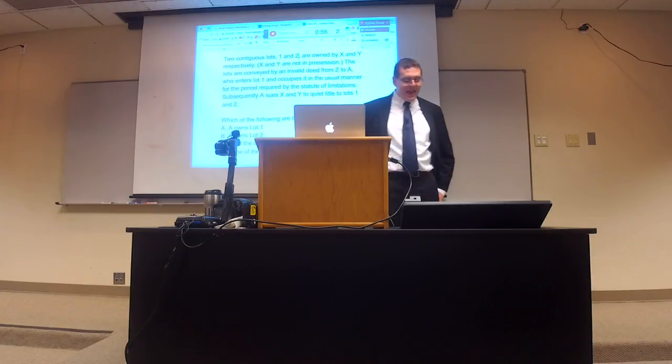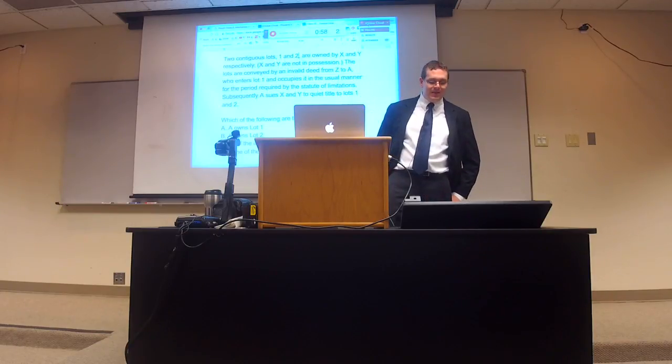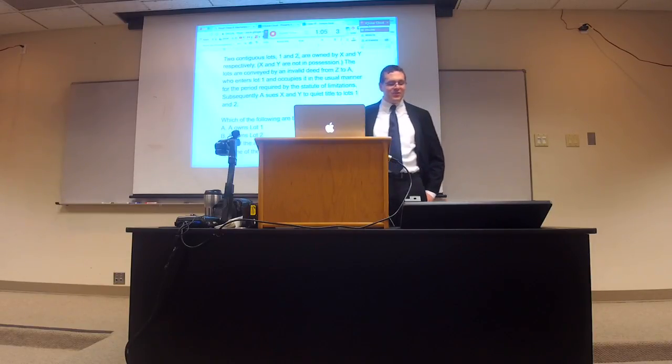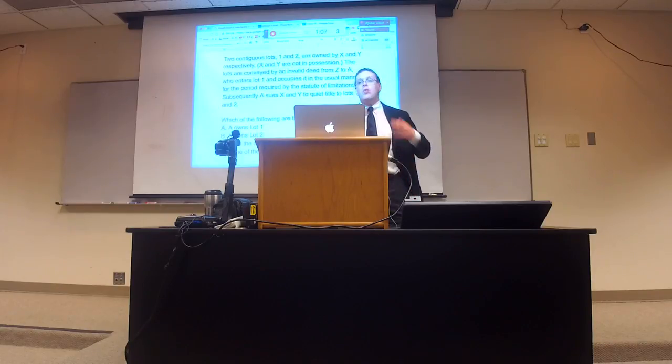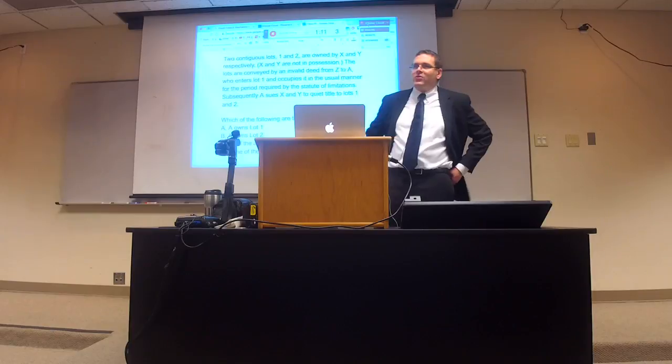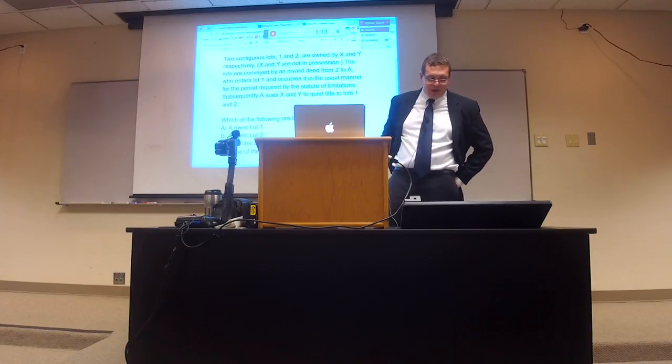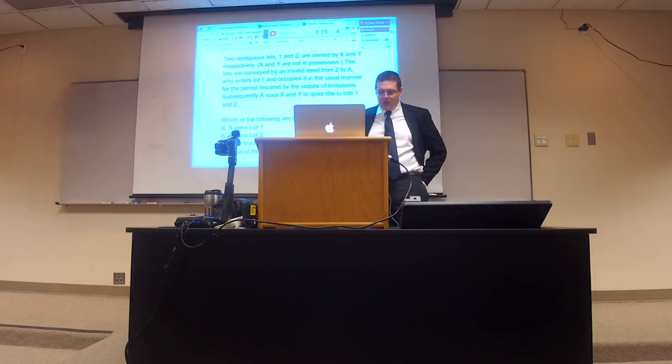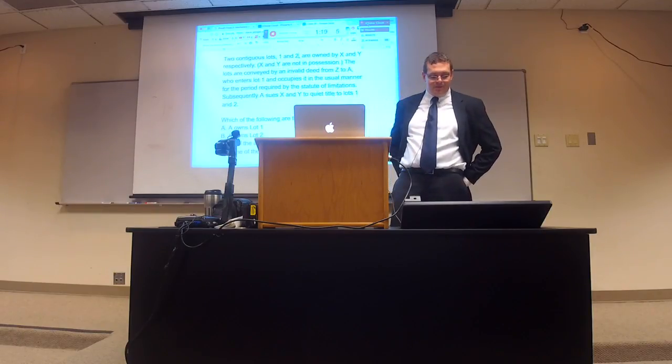And it says A enters lot 1 and occupies it in the usual manner for the period required by the statute of limitations. Then A sues X and Y to quiet title. That is saying, who is the correct owner? He's asserting adverse possession. So which of the following are true? A owns lot 1. A owns lot 2. All of the above or none of the above? So just put your answers in there.